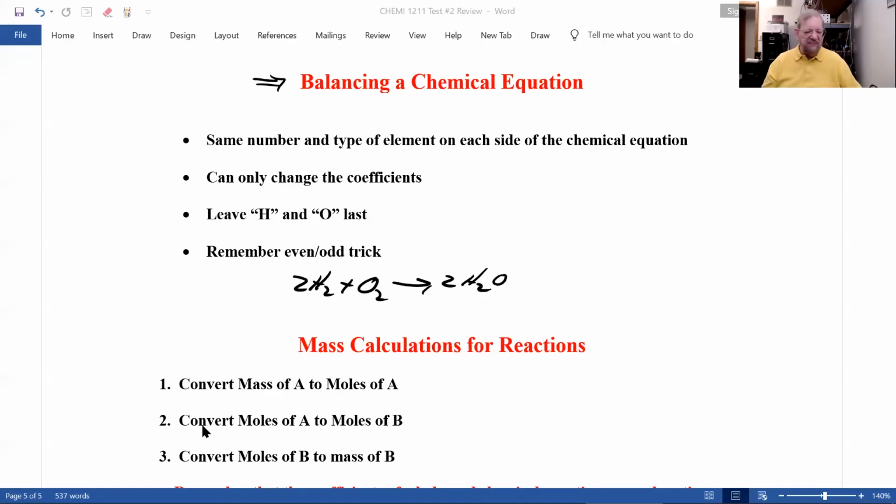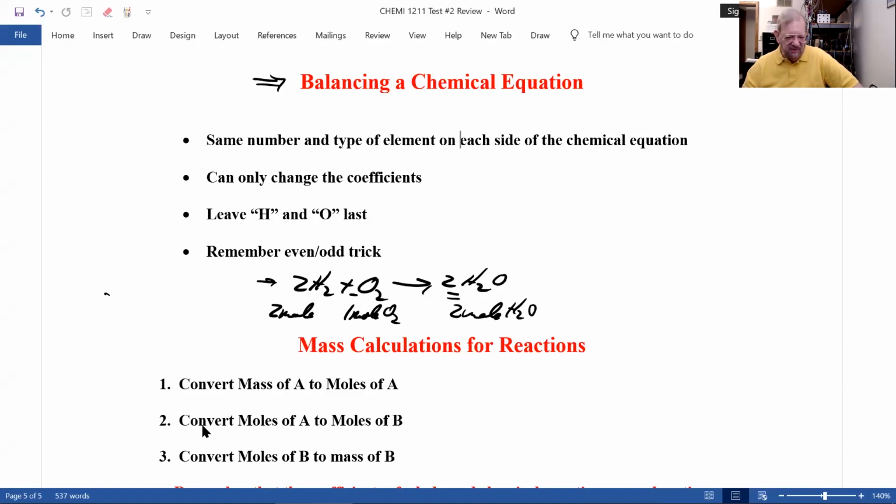All right, back to this. What does this mean? The coefficients of a balanced chemical equation give you molar ratios. What this really means is 2 moles of hydrogen, and when there's no number, the coefficient is 1, react with 1 mole of oxygen to make 2 moles of water. Remember, the balanced chemical equation gives you molar relationships.